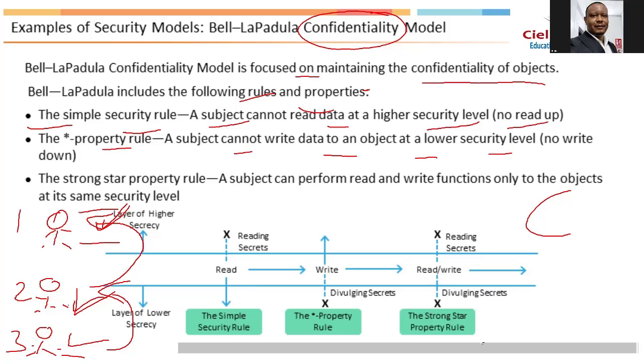There's now the strong star property rule, simply saying that a subject can perform read and write functions only to the objects at its same security level. It means that this person at level 2 can only perform read and write functions at this level. So you can see the focus is on confidentiality.